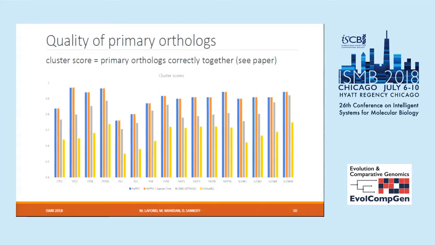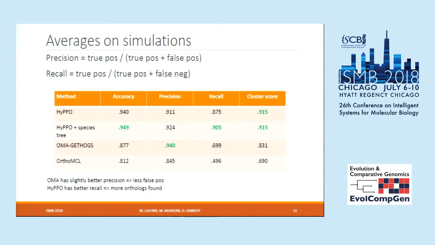Okay, so this is accuracy. This is the quality of the primary orthologs, the cliques of orthologs. So we devised this cluster score in the paper. And again, we're doing pretty good. This just says that we are better at clustering the primary orthologs together. And these are the averages on simulations for accuracy, precision, recall, cluster scores. We're doing better in every situation except precision. OMA is a bit better. It means that it predicts fewer false positive orthologs.